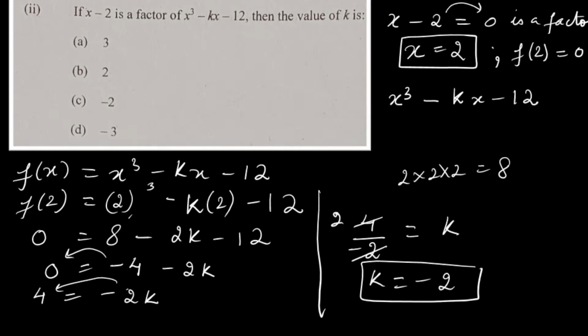Yes, so minus 2 is the correct answer, option C. So when you are writing, you have to write the answer as well as the option. K is equal to minus 2, option C. Okay, let's do the next question. Only one student is answering. I want every one of you to answer.